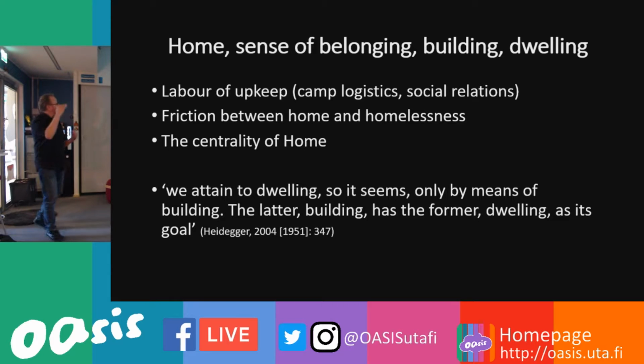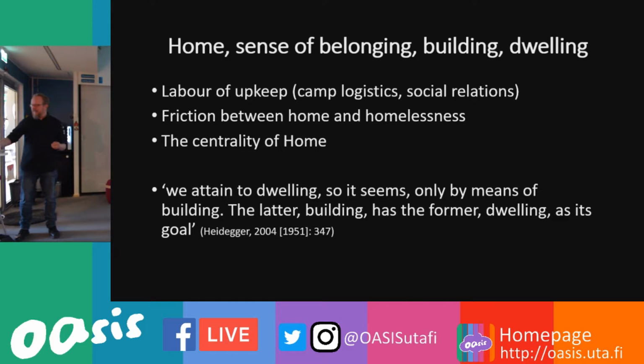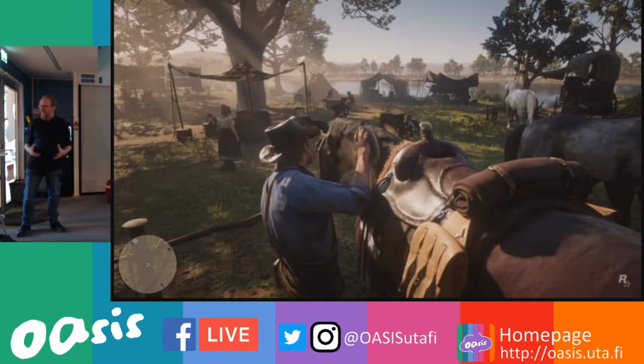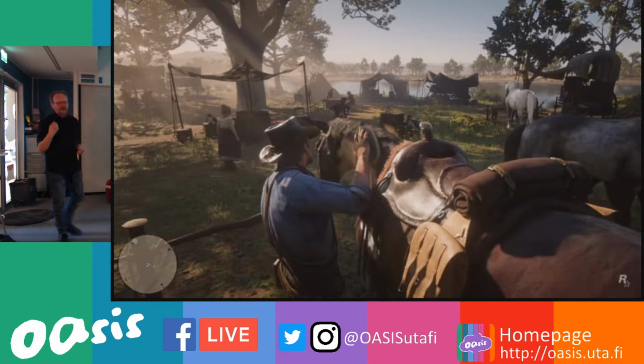And there's also the friction between home and homelessness. The camp is your home. Dutch Van der Linde, the leader of the gang, says at the beginning of chapter 2, when they are setting up the new camp, "This is perfect for us, let's make it our home." And referring to the camp as a home, especially from Dutch, recurs often in the dialogue in the game.